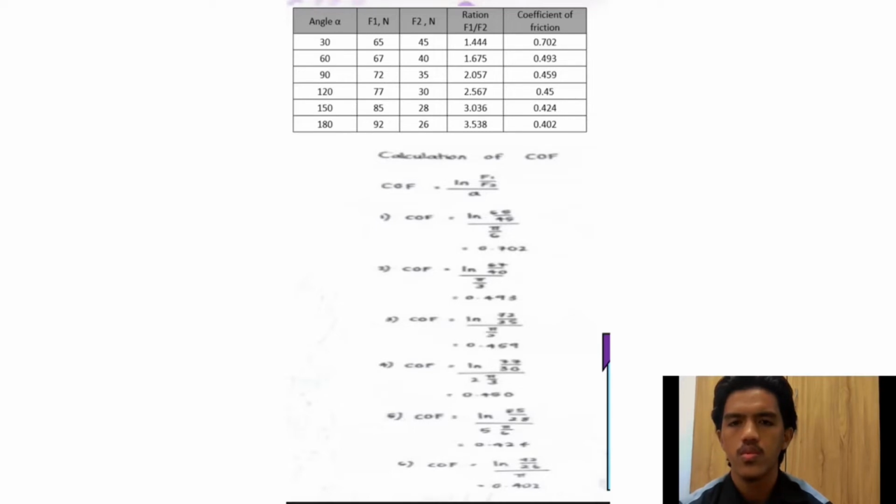So for 60 degrees, the ratio force is 1.675. So ln 1.675 divided by the angle, which is pi over 3, and we get the coefficient of friction as 0.493. Okay, so that's all from me.